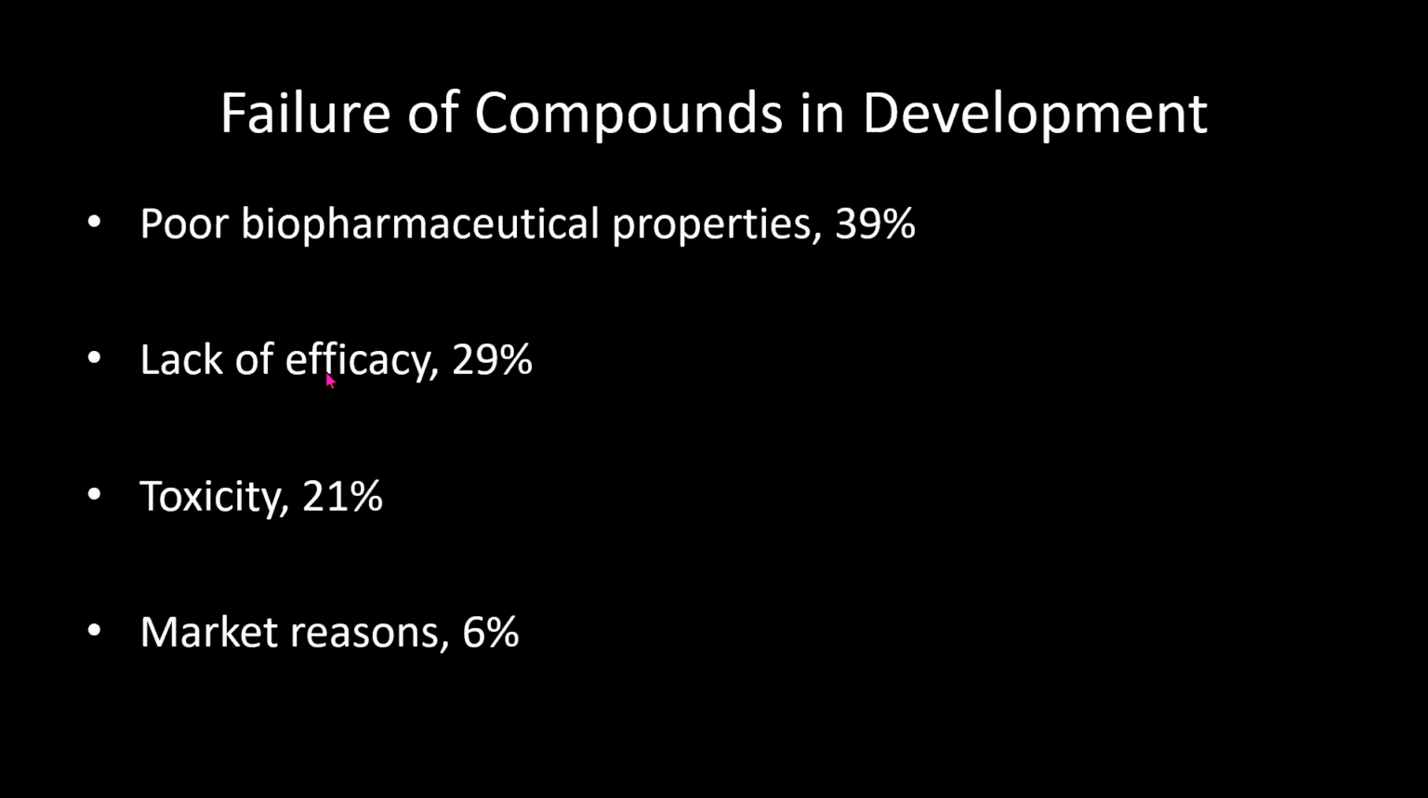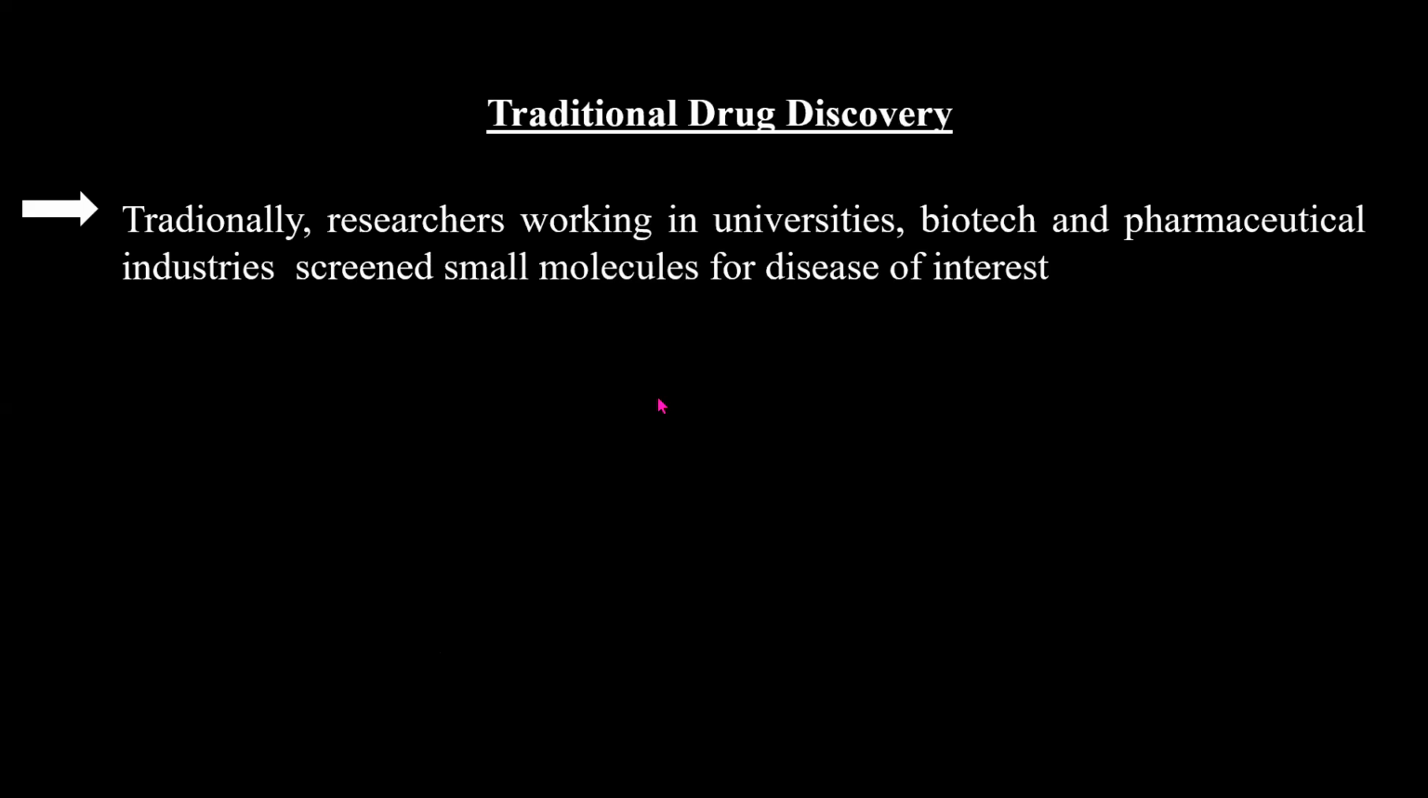Maybe about 29% fail because of efficacy. It works very well in your lab, but when you come to animal or human trials, it doesn't seem to work. Third reason, toxicity: short-term toxicity, long-term toxicity, nephrotoxicity, genotoxicity, neurotoxicity, so many different types of toxicities, and the drug fails. So you can add up all these, and almost 94% comes to the failure of compounds actually.